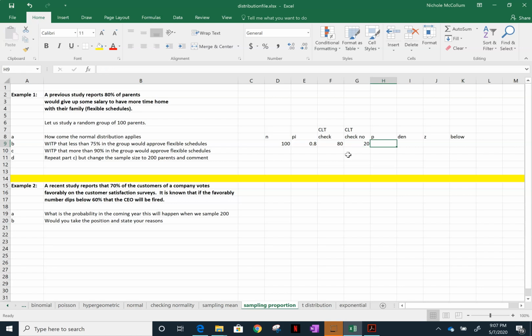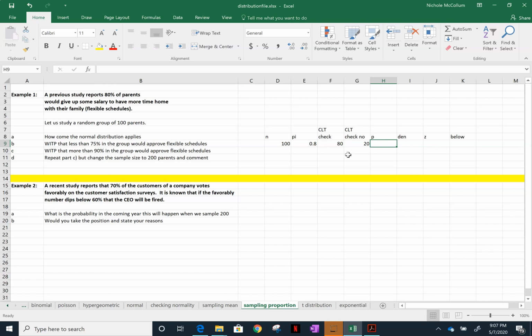Awesome. So what do you need in the formula? Well, in the formula, you need a sample percent. Well, let's read the question now. So we have already done part A. How come the normal distribution applies? Because our yes and no's are above 5. That's why. And that's 5 in count.